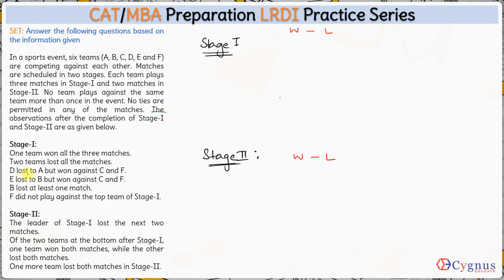Fine. D lost to A but won against C and F. Okay. So, D lost to A. That means A won against D but won against C and F. So D won against C and D also won against F. Okay, so this point we are done. Next, E lost to B. That means B won against E in the first stage. E lost to B but won against C and F. That means E wins against C and E also wins against F.